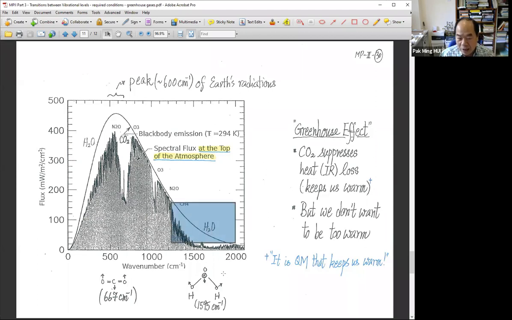You see some water thing, okay? Water vapor. There is also a big missing part here that has to do with water vapor at 1600 wave number. That is also a bending, this is bending mode of the water vapor molecule, okay? Actually, you also see something here due to water vapor, but that has to do with the rotational end of water vapor spectrum. So this is the so-called greenhouse effect.